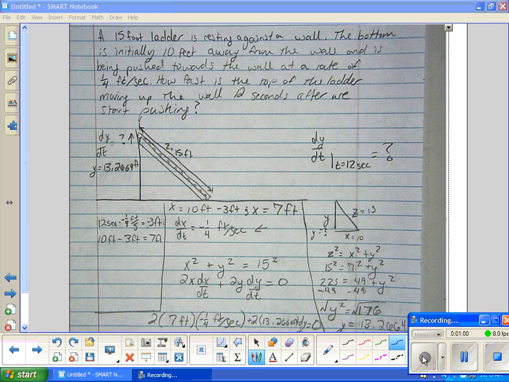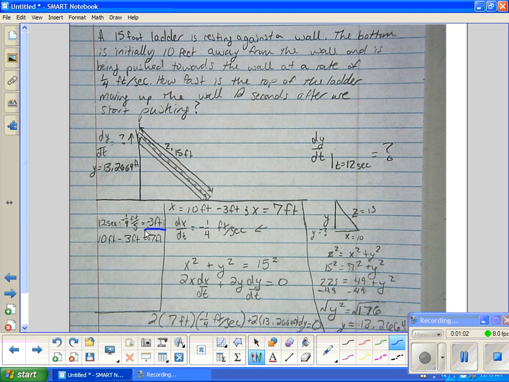So when I did that, I got negative 3 feet. So I had to take x, which was 10 feet, minus 3 feet, to get x equals 7 feet, which would be the x in the final problem. Then I took the triangle that I had now with the given x. So I had x, which equals 7, z, which equals 15, the length of the ladder, and then my unknown, which is y.